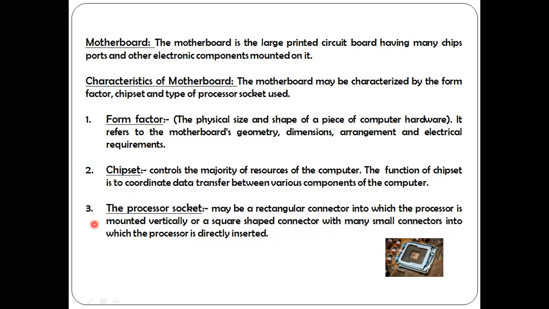The first one, form factor, refers to the motherboard's geometry, dimensions, arrangement, and electrical requirements. Second one, chipset, which controls the majority of the computer's resources. The main function of the chipset is to coordinate data transfer between various components of the computer. And the third one is the processor socket, a square-shaped connector with many small connectors into which the processor is directly inserted onto the motherboard. These are the three characteristics of a motherboard.